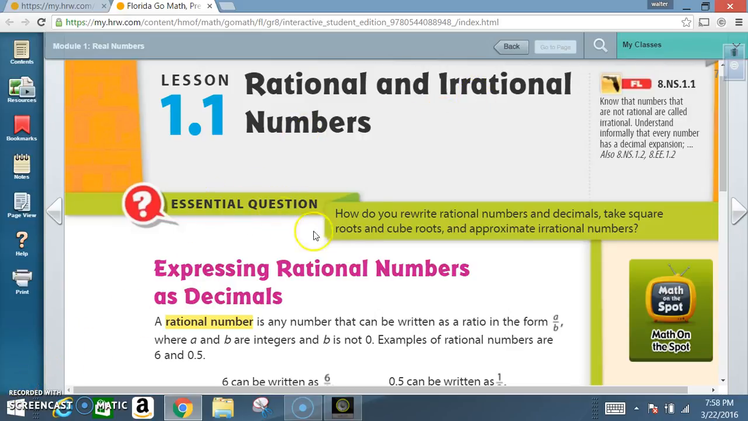Essential question: how do you rewrite rational numbers as decimals, take square roots and cube roots, and approximate irrational numbers? Make sure you get the title of the lesson, the section number, and the essential question in your notes.